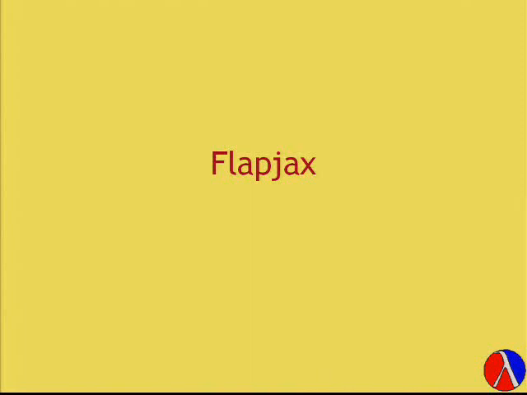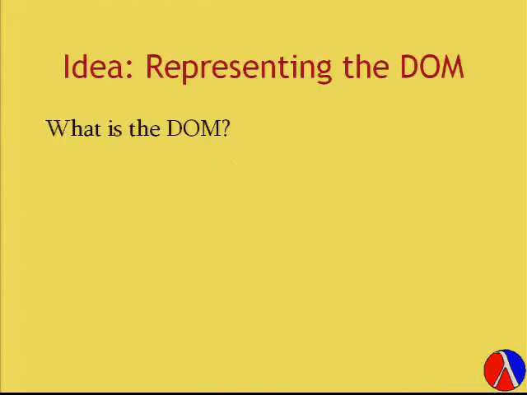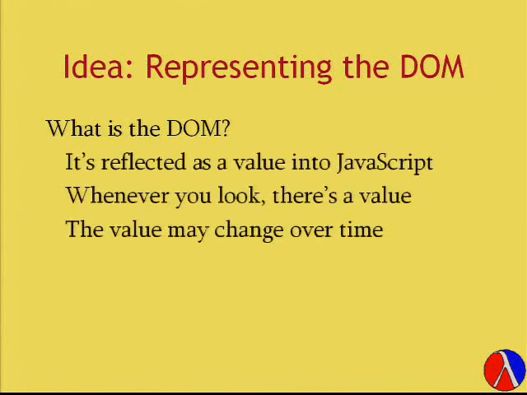The first idea in Flapjacks is the following. What is the DOM? Everyone here has programmed JavaScript, Ajax, all this stuff, right? I mean, you generally know what's going on. What is the DOM? Well, it's a value that's available in JavaScript. Whenever you look, there's a value available, but that value may change over time. You may change it or something else may change it and you observe the change. Well, gee, isn't that kind of the same as the current position of the mouse or the current time or any of these other things? The DOM is just a behavior.